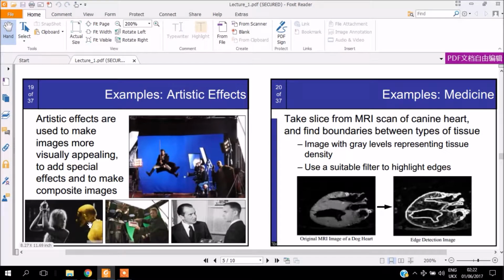In medicine, digital image processing has a huge impact. For example, if we take this MRI image of a dog heart, the edges are not very detectable. But by applying some image processing techniques, we can highlight edges. This is just one of the many examples in medicine. Can you think of a few others?